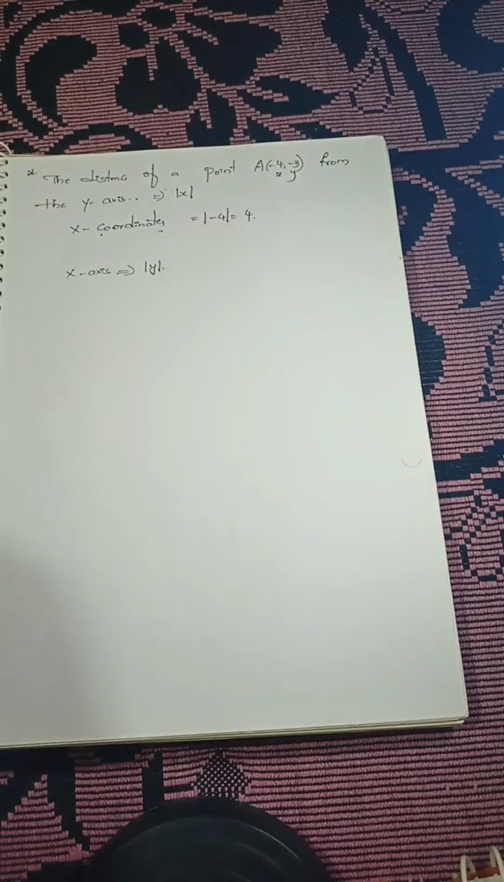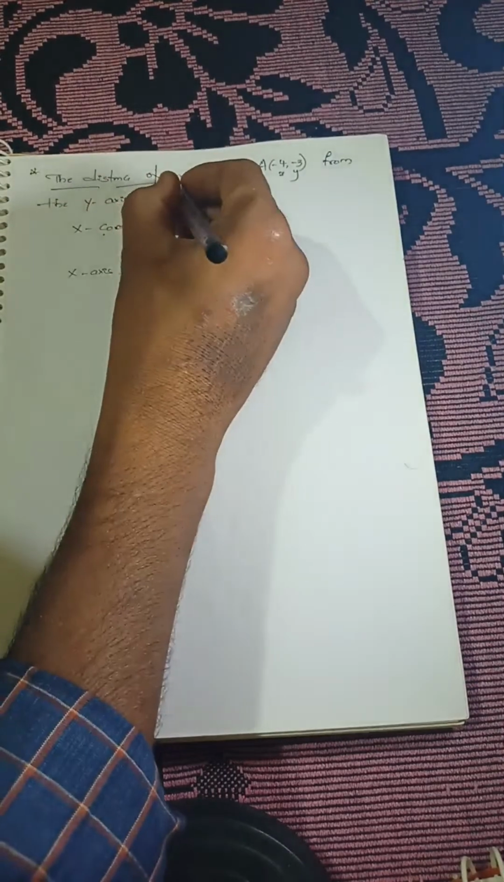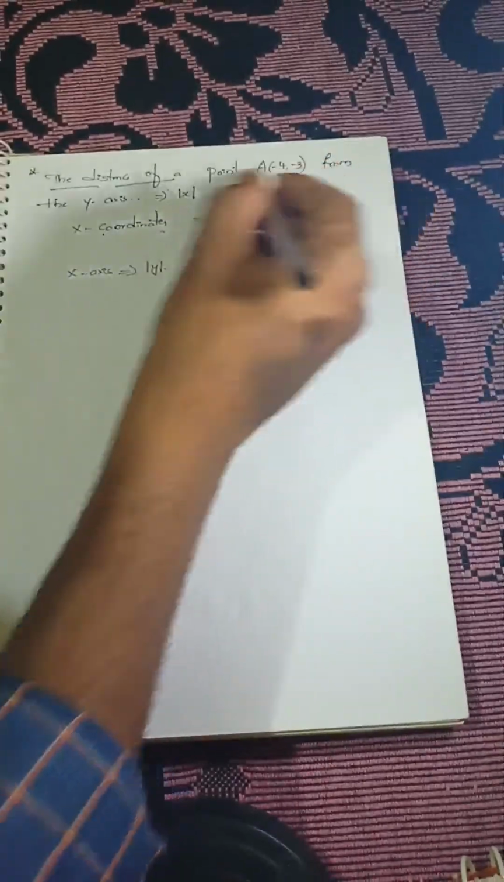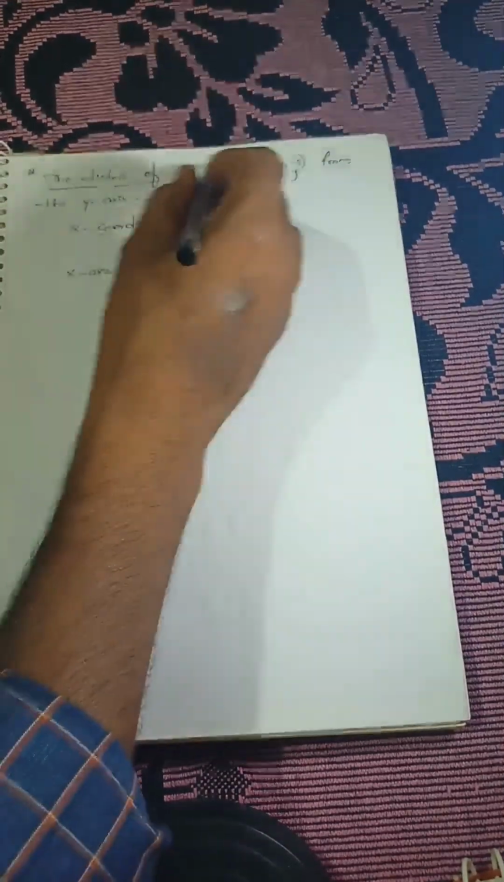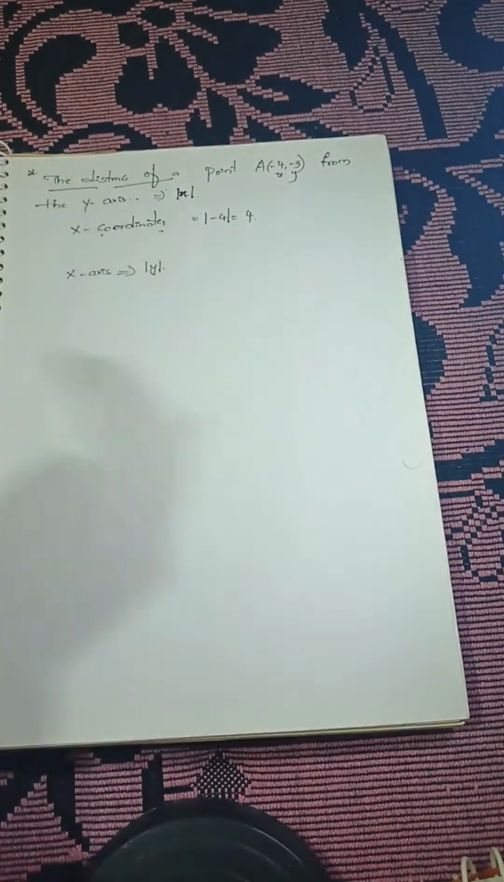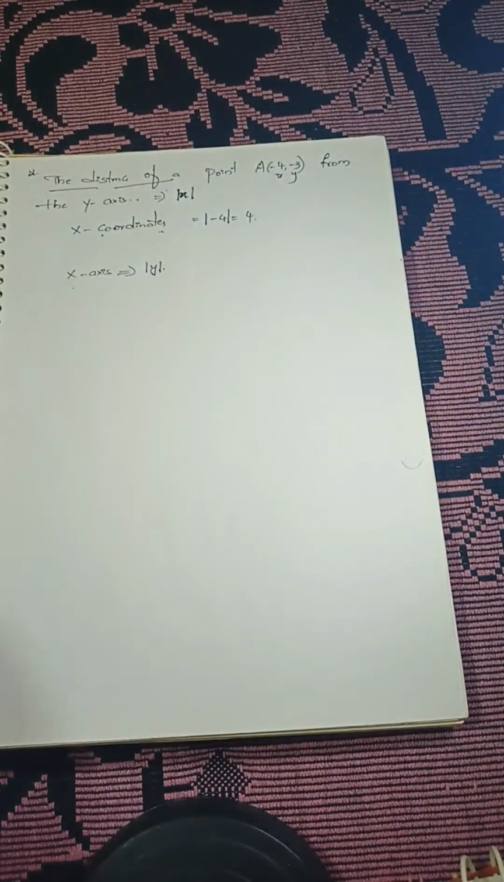Okay, like this you have to see. Please read the question nicely. The distance from the point to the y-axis is mod x, that is the x coordinate. The distance of a point from the x-axis is mod y. If it is the y-axis, you are getting the x coordinate. If it is the x-axis, the answer will be the y coordinate. That's it.